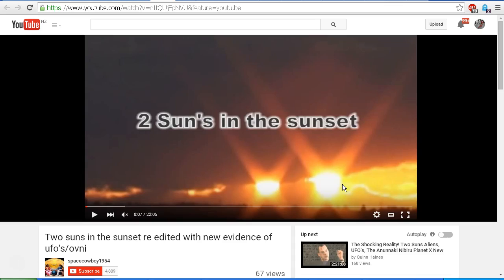We can see a lot of cloud, and what we're seeing here is that the sun's disk is mostly obscured by these cloud banks, and there are a couple of breaks in the cloud that the sun's disk is shining through. So we're going to take a closer look at that, but before we do, let's just have a look at Space Cowboy's channel here.